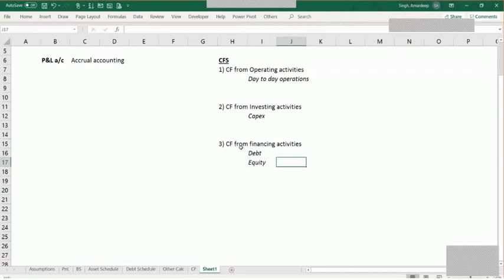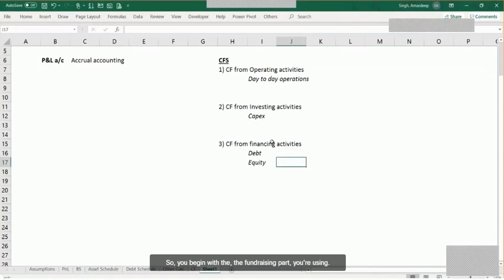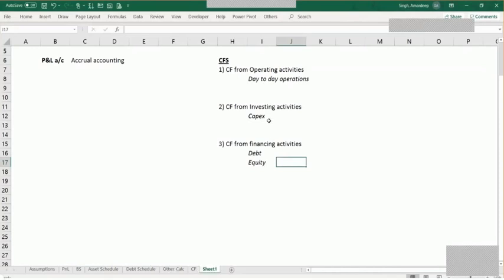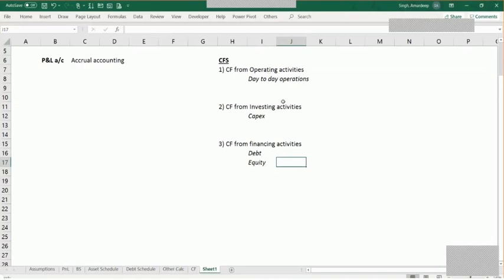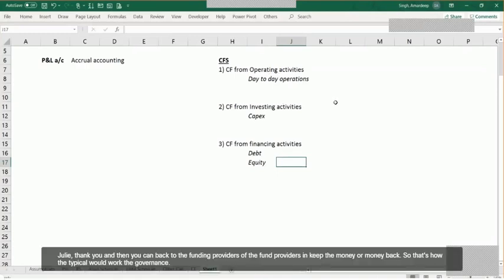So you begin with the fundraising part, you use it for the investing purpose so that you can do your business, and then the regular operations would fuel the cycle. And then you can keep on going back to the funding providers or the fund providers and keep the money or give the money back. So that's how the typical cash cycle would work in the organization, right?